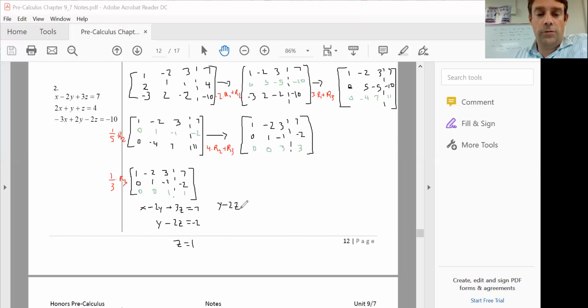So I'm going to plug it into this first one here. So y minus 2 times 1 equals negative 2.